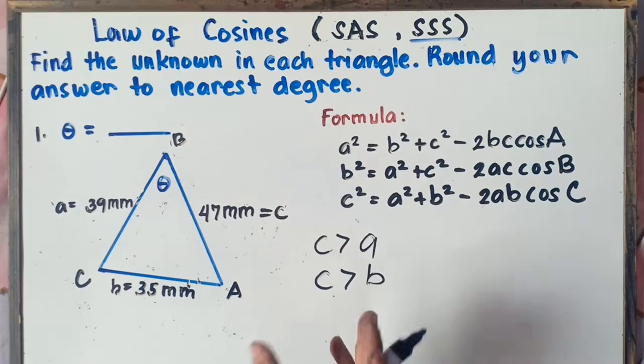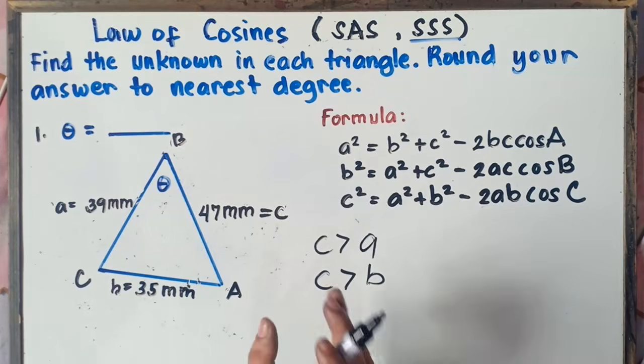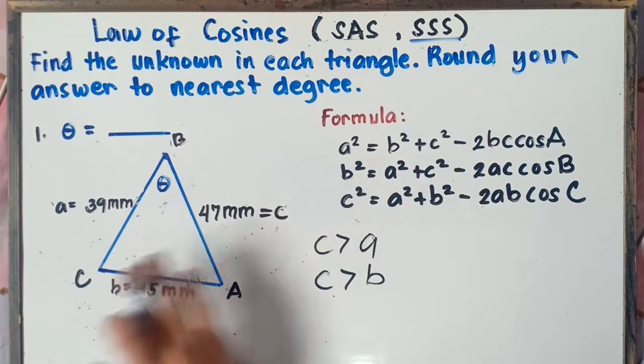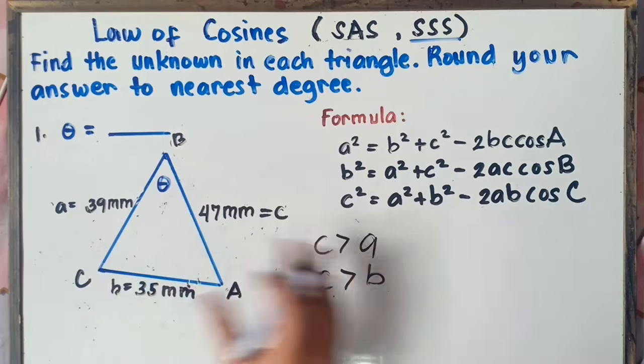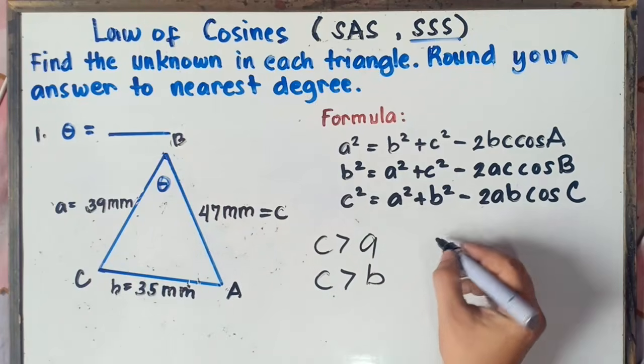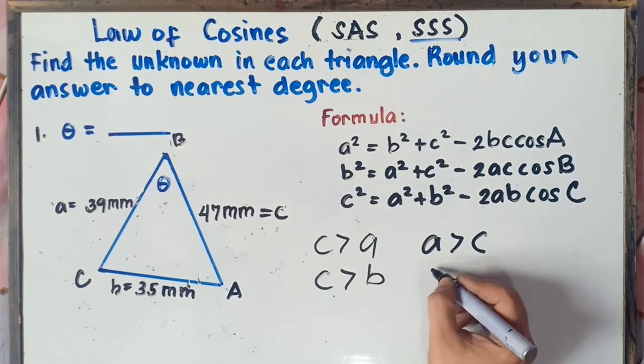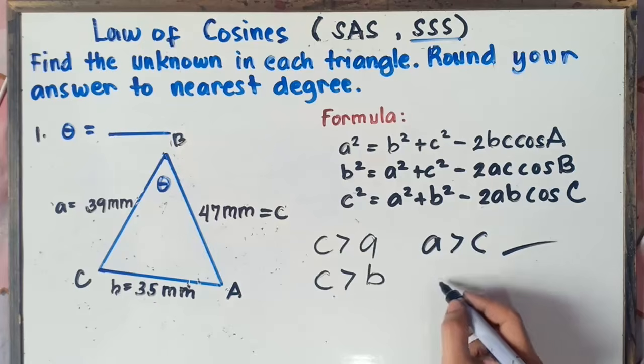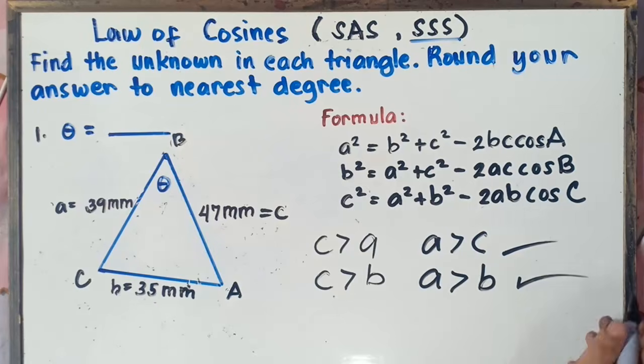Now, question, class: is it necessary that C is greater than A? Nope, class, it's not necessary. It could have A greater than C, that's okay. A is greater than B, that's okay, class. It's not necessary for the law of sines and the law of cosines.